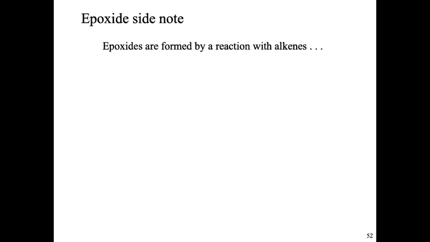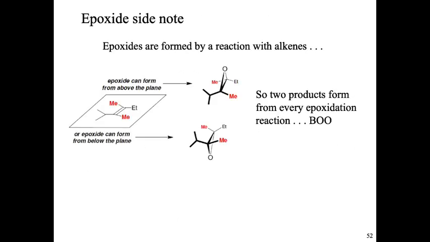So, epoxides are formed by reactions with alkenes. Okay? In that, we get 2 possible products. So this one actually shows that. That kind of sucks. Okay? Don't stress about this one. But if we get 2 possible products, that's generally when people go like, I don't want to do that again. I need only 1 product.